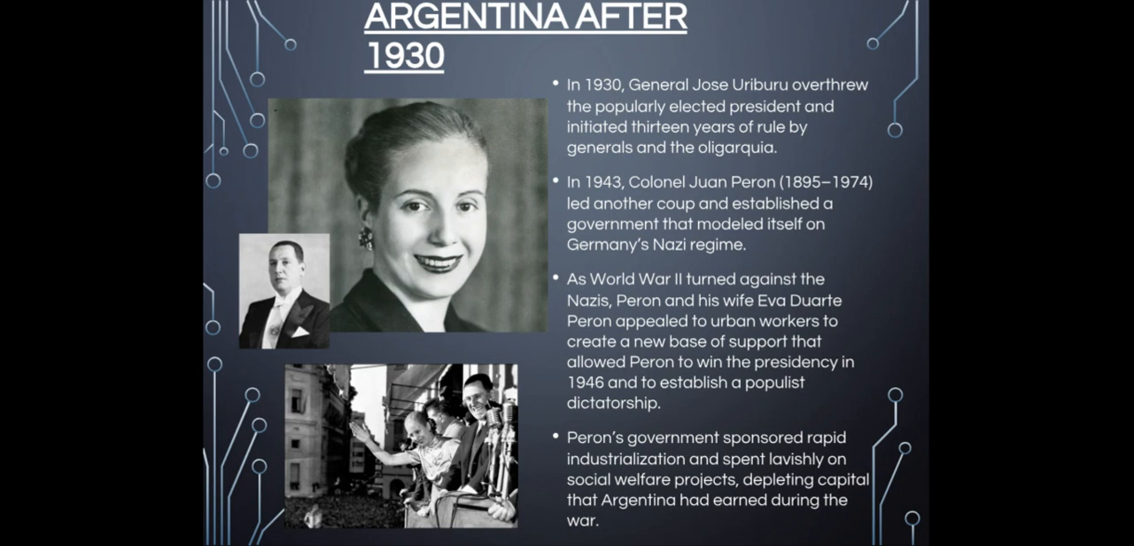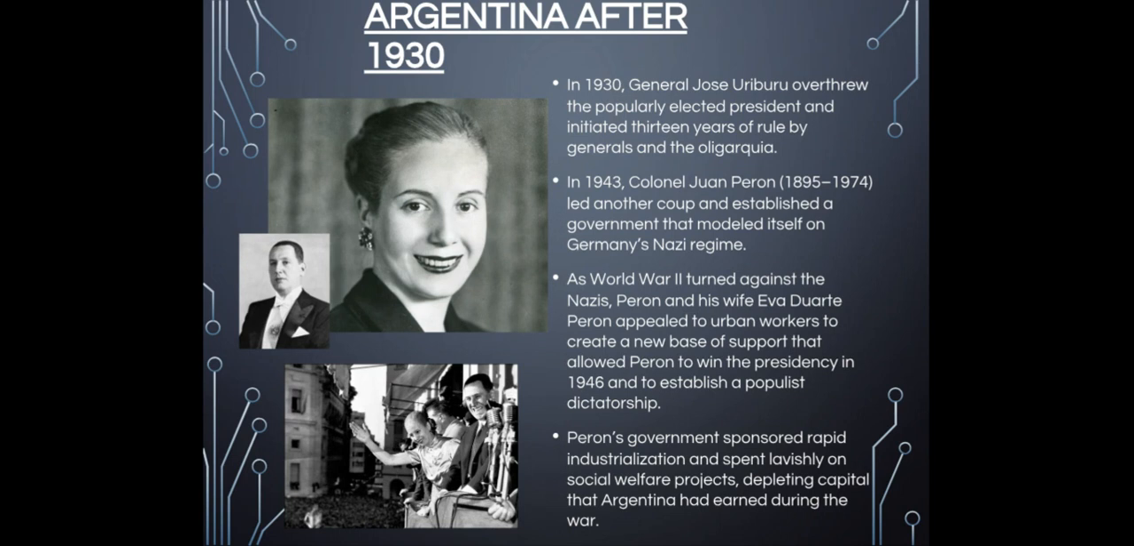Perón wasn't able to create a stable government, but part of the reason that he was able to stay in power for so long is because of his wife, Eva. The people loved her. She was given the name Evita. There's actually a musical that is based on her life.